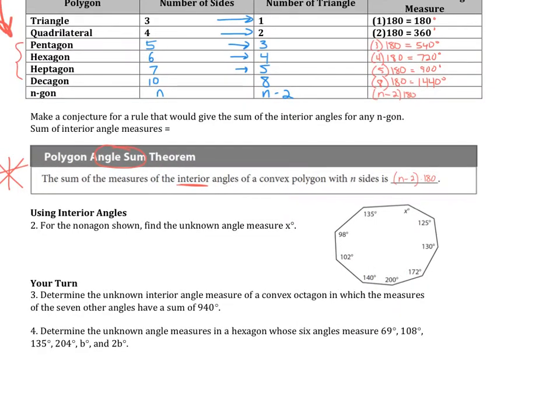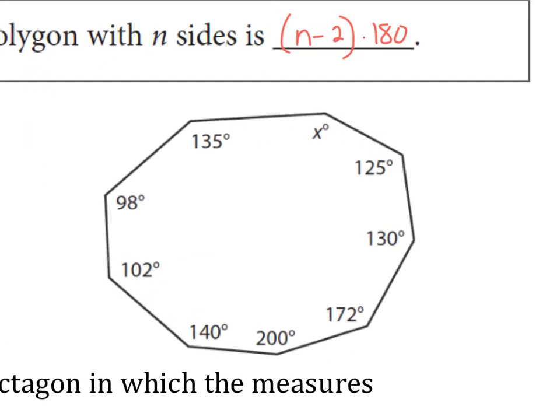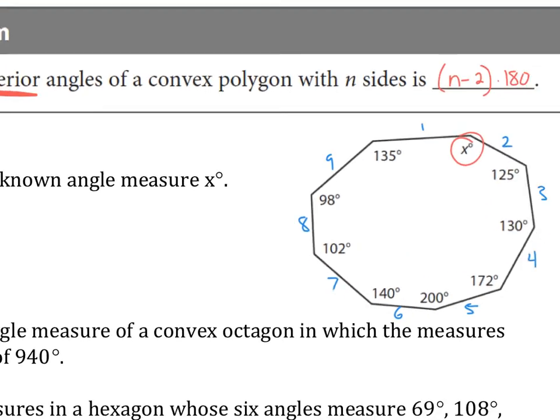So number 2 says, for the nonagon shown, find the unknown angle measure x. So we have this nonagon. I need to find x, and if you're not sure what a nonagon is, just simply count the sides. 1, 2, 3, 4, 5, 6, 7, 8, and 9. So we have 9 sides.